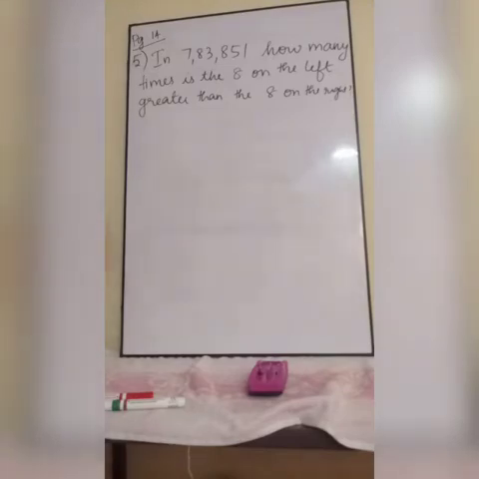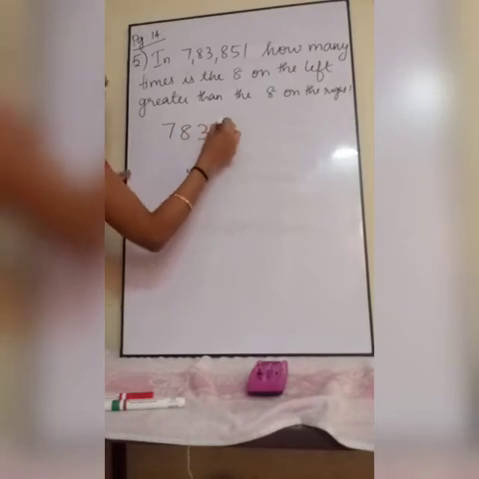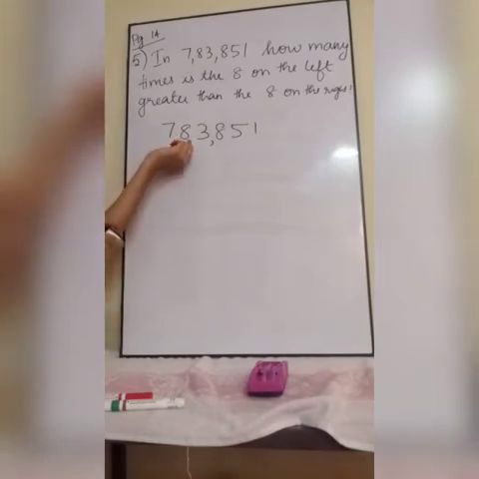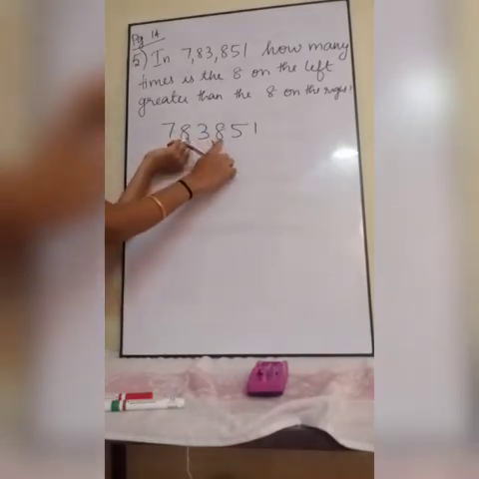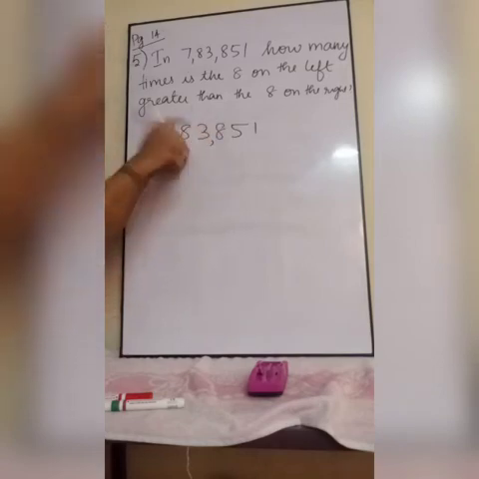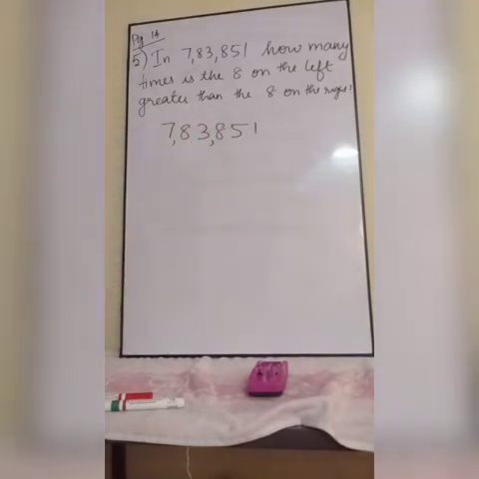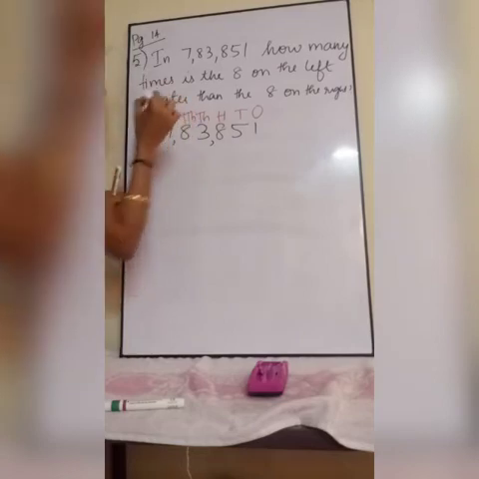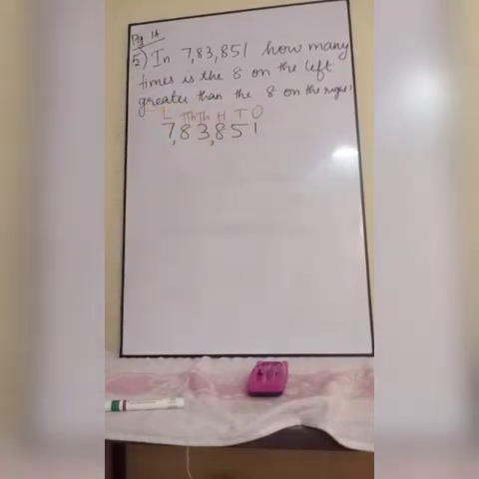Okay. So, first I am going to write the numeral. This is our numeral. So, what is our question? The 8 on the left side is greater than the 8 on the right side. So, how many times is it greater? That we have to find. So, first to find how many times it is greater, we have to write the place values: ones, tens, hundreds, 1,000, 10,000, lakh. I have written the place value for all the numbers. Now, we have to find the place value for this 8 and this 8. Then only we can compare how many times it is greater.